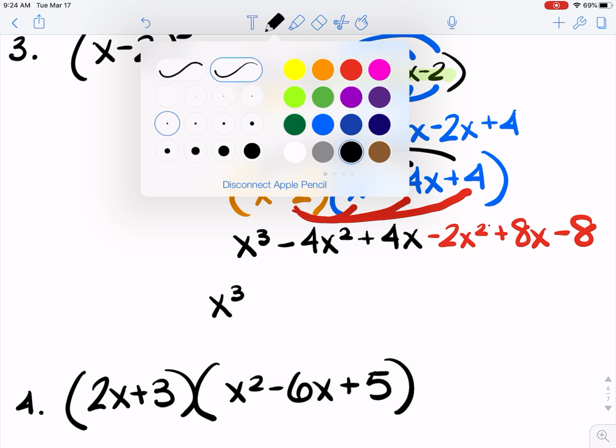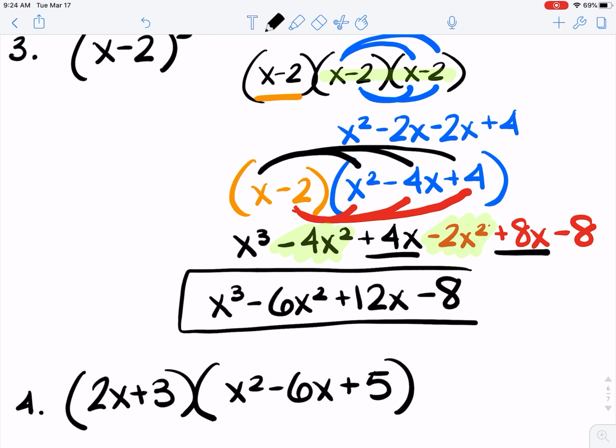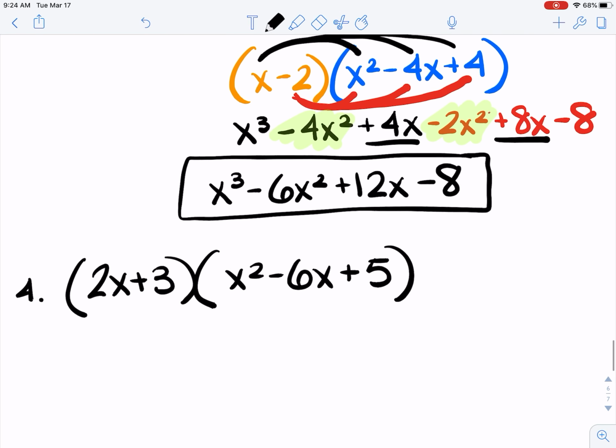I only have 1x cubed. I have negative 4x squared and negative 2x squared. That gives me negative 6x squared. I have 4x plus 8x gives me positive 12x, and then I have the negative 8. Again, it can be written in any order that you want. I happen to write it in standard form, from greatest to least, according to the powers. But you can choose to do it any way that you want to write it, as long as you be careful with the signs.